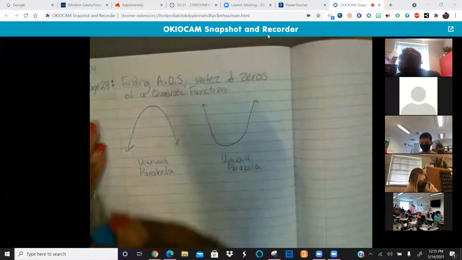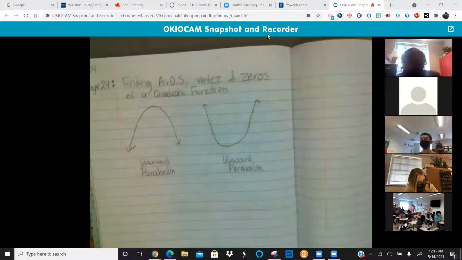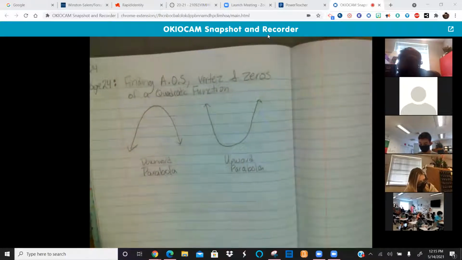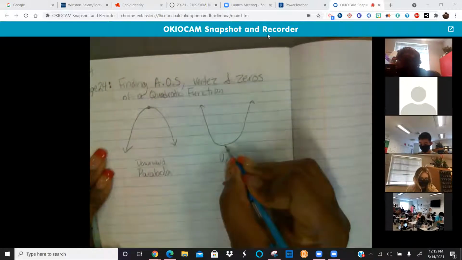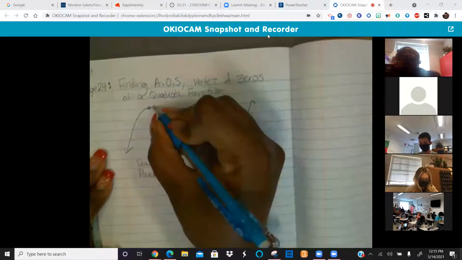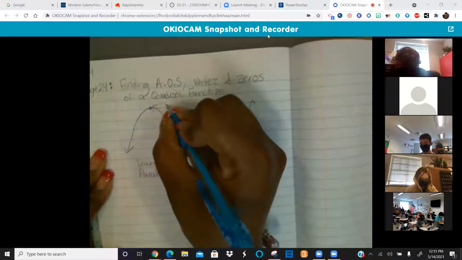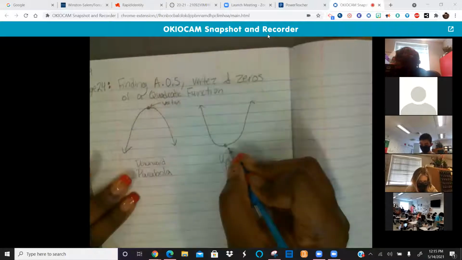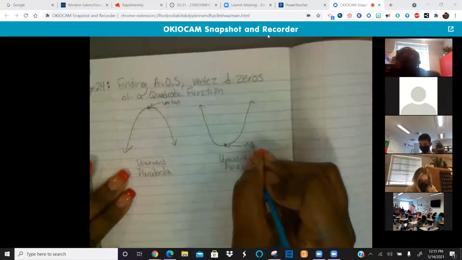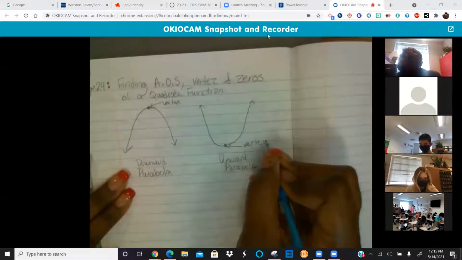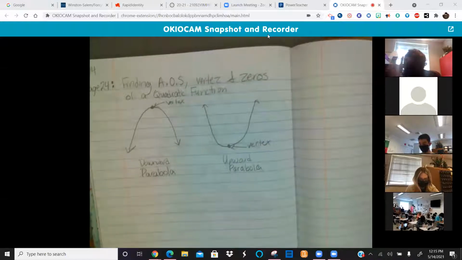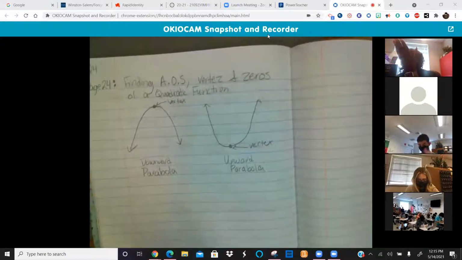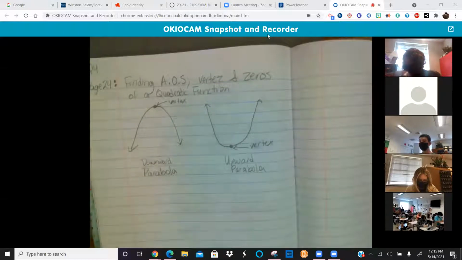The highest or lowest point of a parabola is called the vertex. The only reason why I keep going through this over and over again is because I really want it to stick. Even though I've said these words before, I just want to keep saying them until we get it, okay?